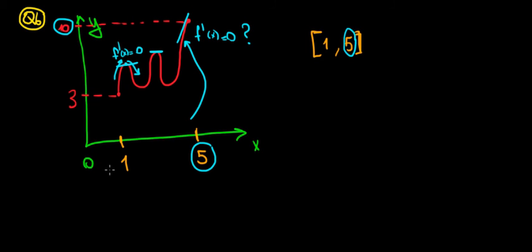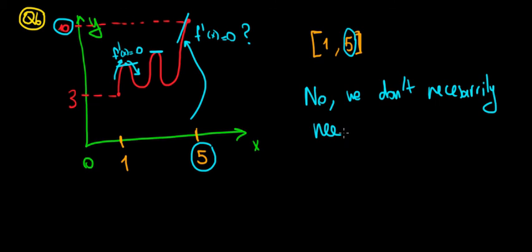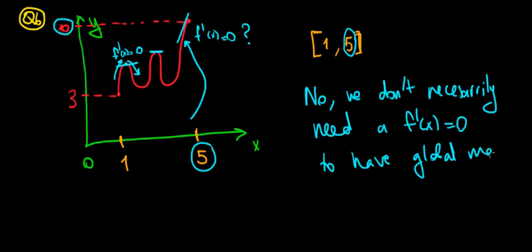So the answer would be, by proving it on a graph, that no, we do not necessarily need a derivative equal to 0 to have a global max on a closed interval. It could be that the endpoint is going to be the max. I hope this makes sense.